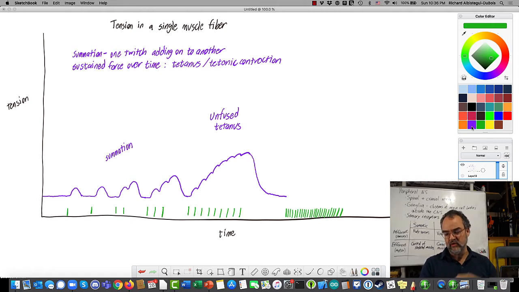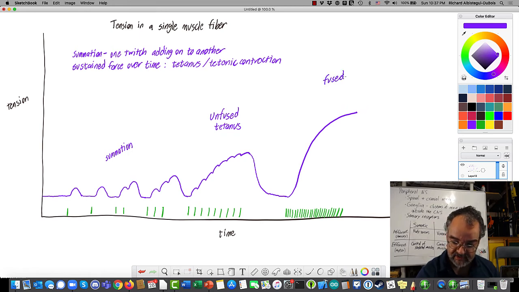What should it look like on this graph? Will there be any relaxation periods between the twitches? My guess would be no. And what we'll see will look like that, which we call fused tetanus.